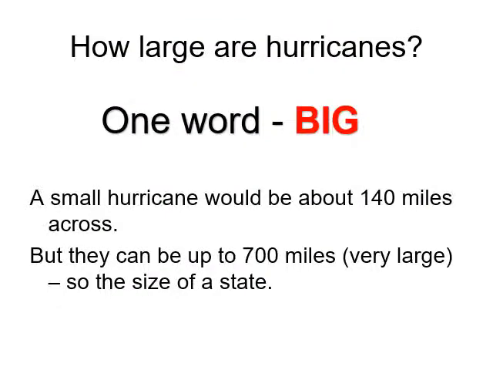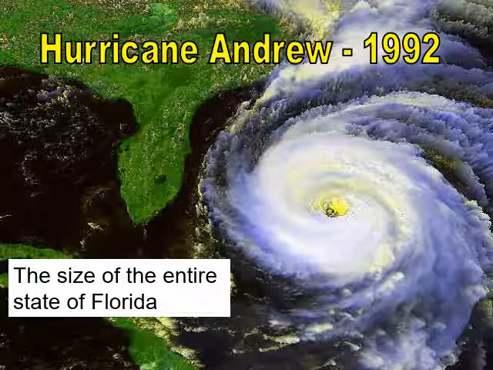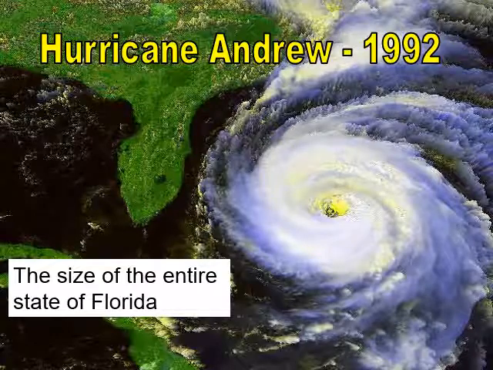So how big are these things? In a word, they're big. A small hurricane would be 140 miles across, but they can be up to about the size of a state. Here you can see Hurricane Andrew in 1992. It is literally the size of the entire state of Florida. So hurricanes are big events. They're not small little single funnel clouds like a tornado that could impact one street and not the next street over. When a hurricane hits something, they impact a very large area.